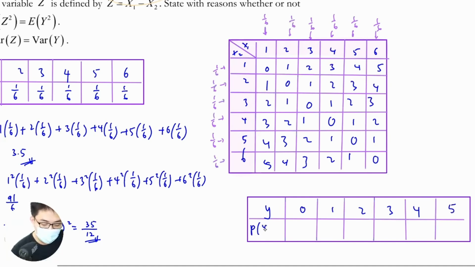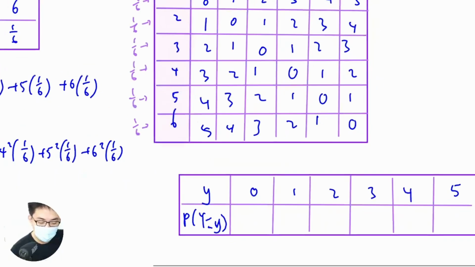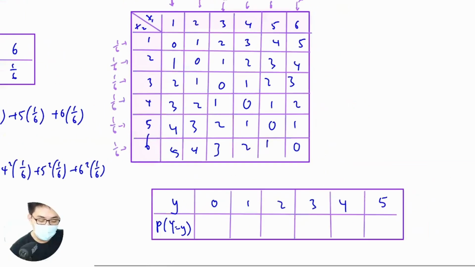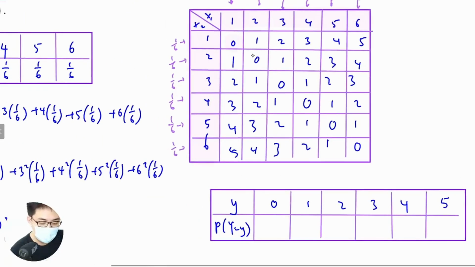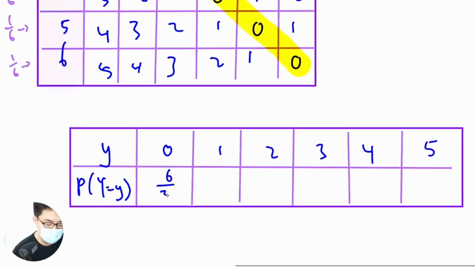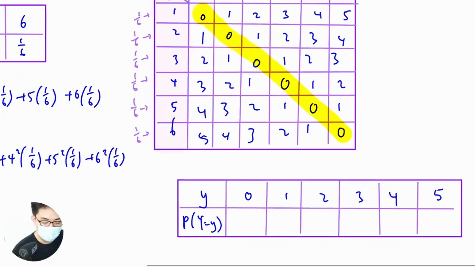Then P(Y = y). You ask yourself, what are the chances of getting 0? Counting 1, 2, 3, 4, 5, 6, it would be 6 out of 36. Getting 1 will be 10 out of 36.